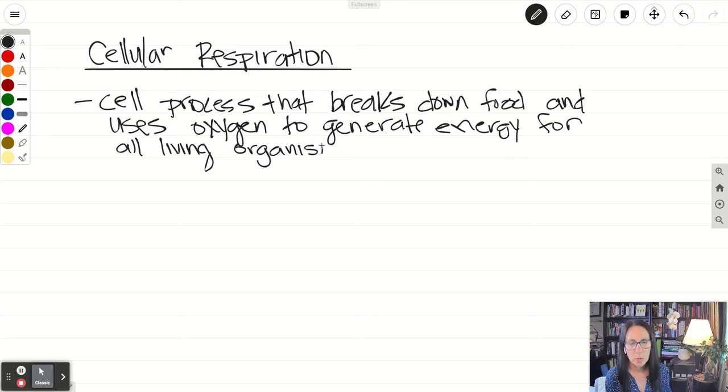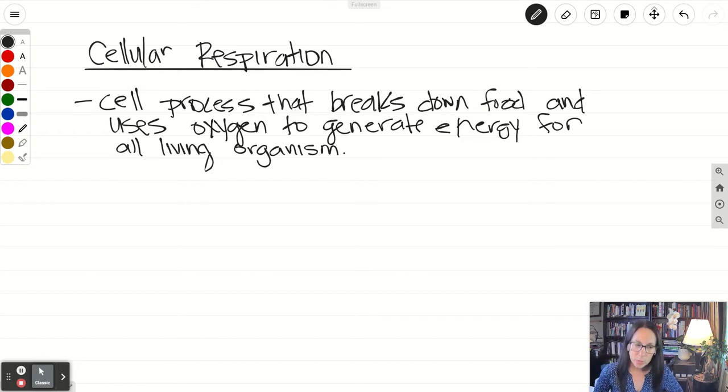No matter what the living organism is, whether it's a plant or an animal or a bacteria, all living things have to do cellular respiration. All living things have to eat. Not all living things have to use oxygen, but many of us do. So we use food and oxygen and we make energy. That energy is called ATP, and that ATP can then directly be used to do all the things that you have to do for life.